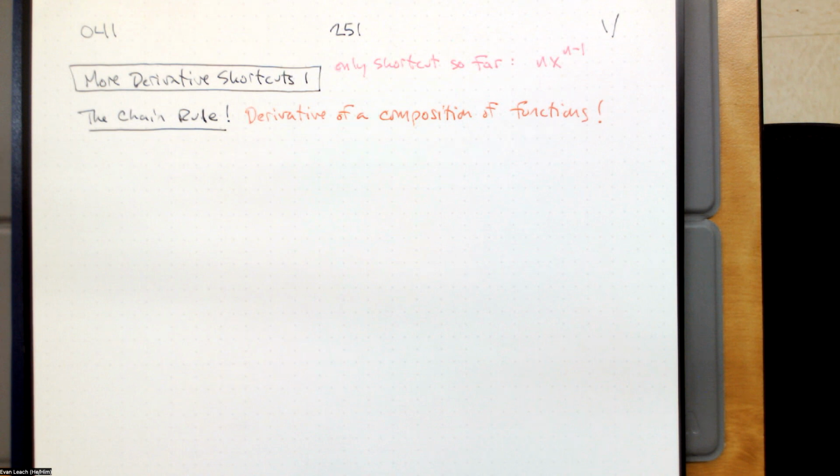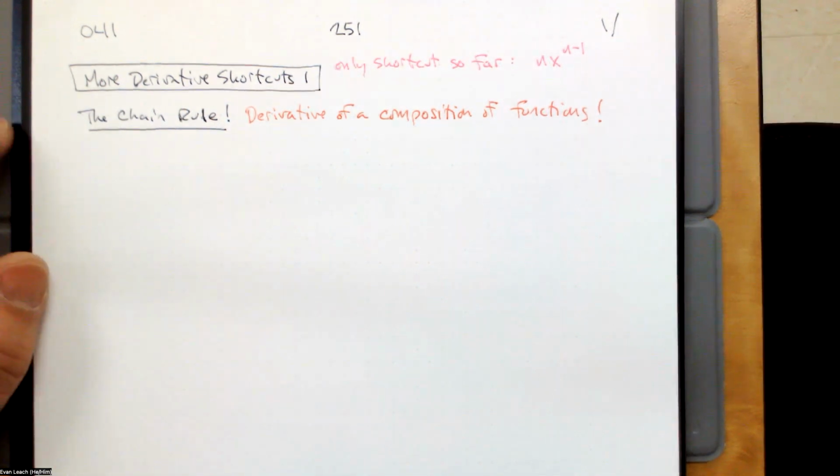So first, we're going to look at the chain rule. This is a rule for finding the derivative of a composition of functions. By composition, I mean one function has been plugged into another function. So one function, and then we do another function. That's a composition of functions.